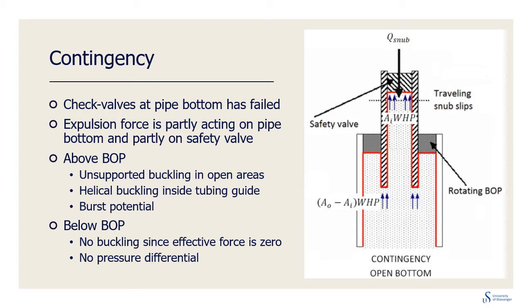In the contingency case, the check valves at bottom have failed and we have installed a safety valve on top to stop the blowout through the drill pipe. The expulsion force is split in two as we can see, but the total expulsion force is unchanged. Outside the well, we face buckling as before. In the contingency case, we now have pressure inside the drill pipe as an added feature. Inside the well, there is no buckling as before since the effective force is zero. In the contingency case, there is no pressure differential inside the well. The well design is therefore limited to compressive stress caused by the surface pressure acting on the pipe wall.